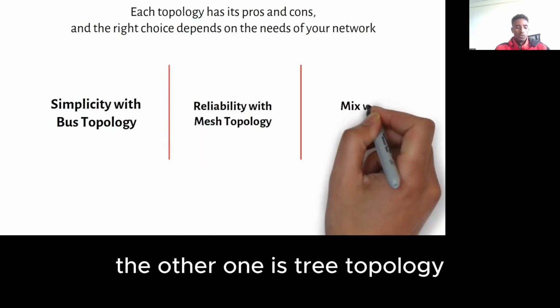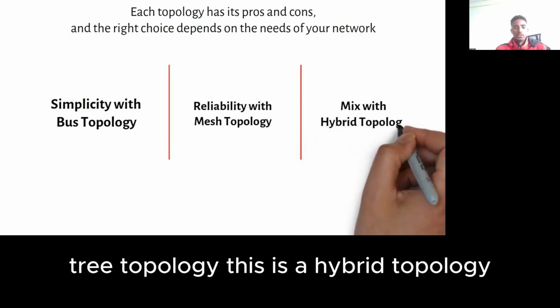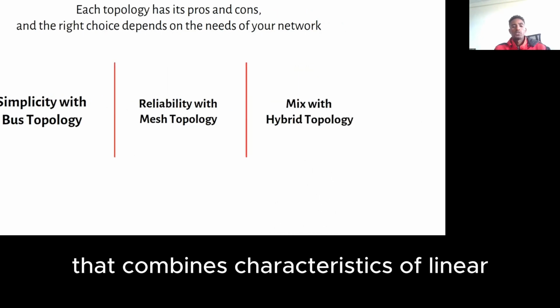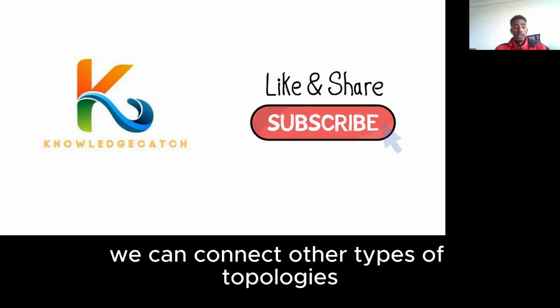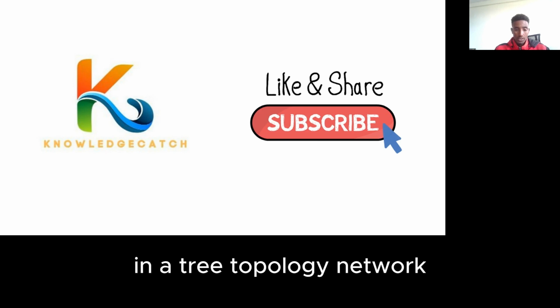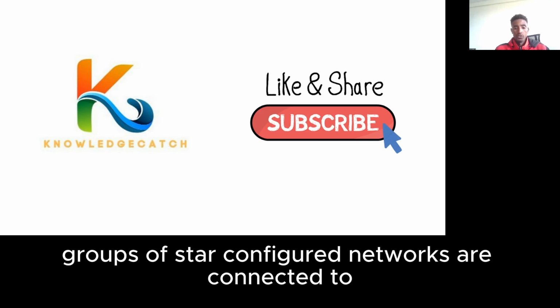The other one is tree topology. Tree topology is a hybrid topology that combines characteristics of linear bus plus star topology. And also, we can connect other types of topologies to form a tree topology. In a tree network, groups of star-configured networks are connected to linear bus backbone cables. When you see the advantage, a tree topology is a good choice for large computer networks, as it divides the whole network into parts that are more easily manageable.